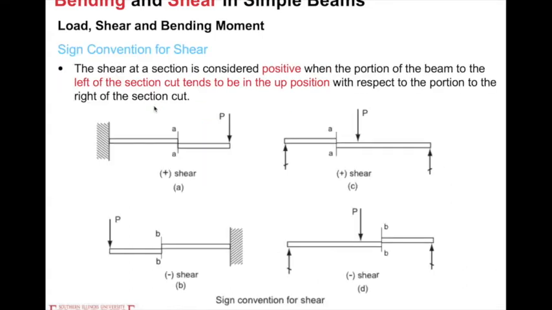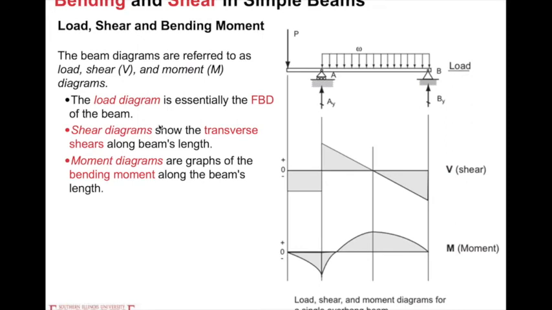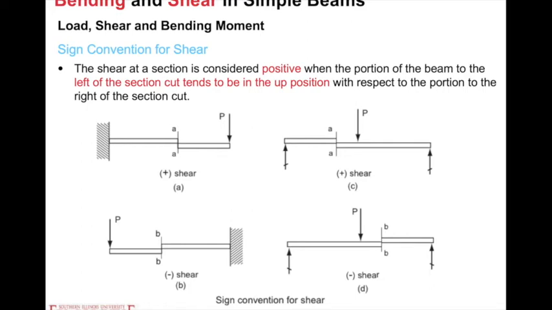So in this diagram, we only use By to substitute for this joint, and Ay for this roller joint. And the shear diagram shows the transverse shears along the beam length, that is, vertically in this direction, for each cross cut. And the moment diagram is the graph of the bending moment along the beam length. So let's look at what it looks like for each individual cross section.